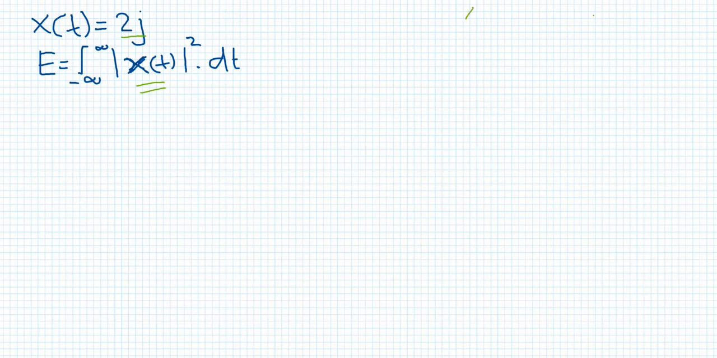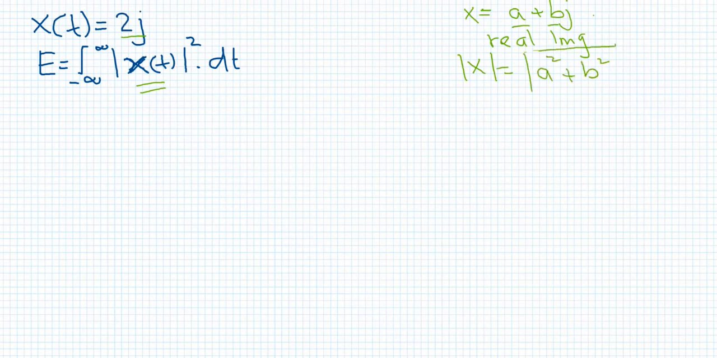We said that, for example, x is my complex signal, which we can write as a plus bj here. It means a is the real part and b is the imaginary part, okay? So to find the magnitude, x will be equal to the square root of the real part square plus the imaginary part square. And since we are interested in finding the square, the square root will be cancelled out.